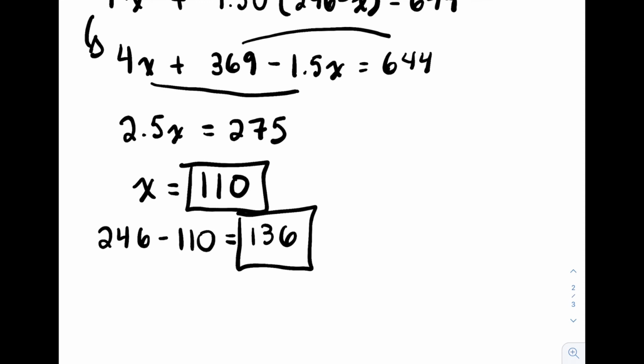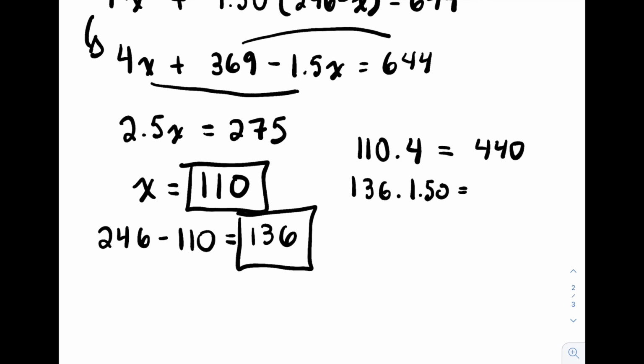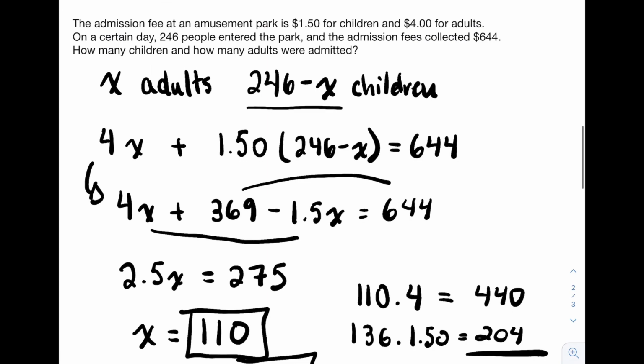And if you wanted to verify these values, all you would have to do is plug in the number of adults to the adult admission cost, which would give you $440, and then the number of children times the children admission cost, which will give you 204, and then you add these together and you can see that it does come back to the initial 644 fees collected.